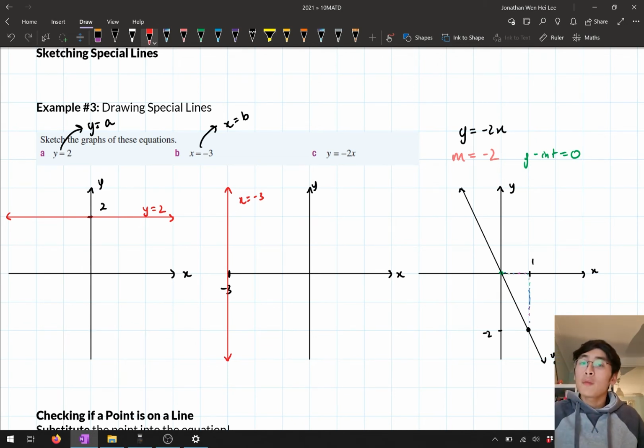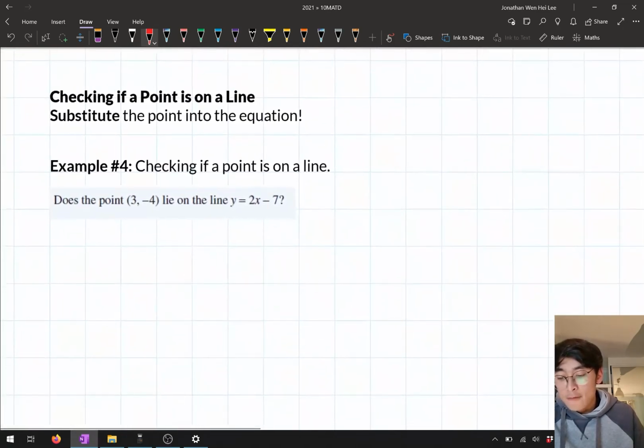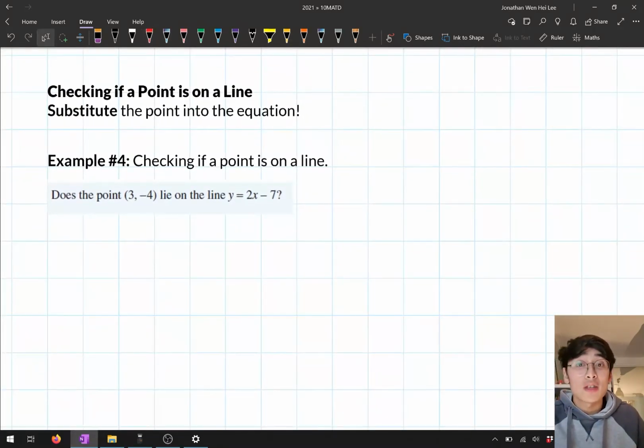Okay. The final thing we want to be able to do in this lesson is check whether or not a point is on a line. And so here, the note that I have is, if you want to check if a point is on a line, we're going to substitute that point into the equation. So we're going to substitute the x value of our point and also the y value of our point, so our x coordinate and our y coordinate, into the equation. And if both sides are equal, that means that that point is on the line. So let's have a go at an example of this.